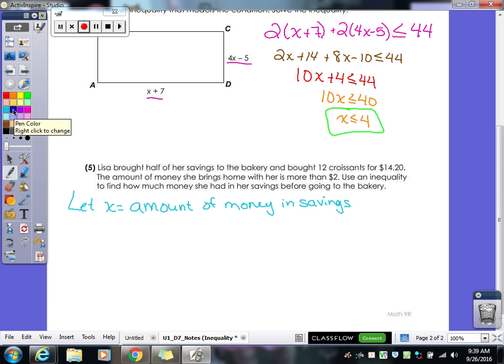Now, when she went to the bakery, though, how much of it did she bring with her? Half. So we're going to start with 1/2 x. Because x was all of her money in her savings. She only brought half of it, though. And then she bought her 12 croissants for $14.20. So we want to subtract that, minus $14.20.